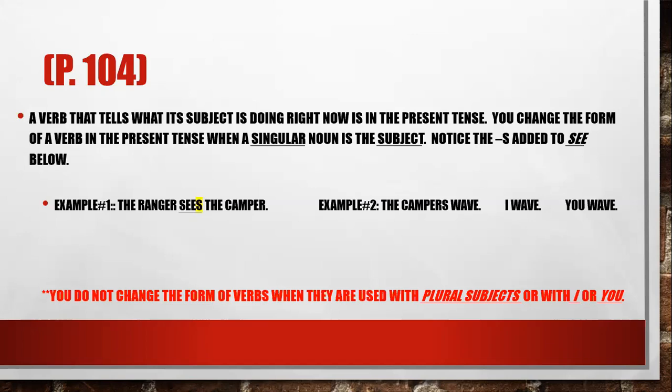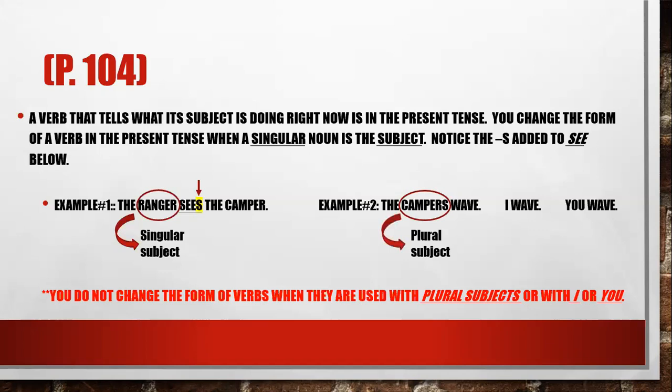Example number 1: the ranger sees the camper. Ranger is the subject, and ranger is a singular subject. It's talking about one ranger. So notice that we added an s to the verb see. So now the ranger sees the camper. It would be incorrect to say the ranger see the camper. Let's go to example number 2. The campers wave. We identify the subject, campers, and by looking at the word campers, you realize that campers is a plural subject.